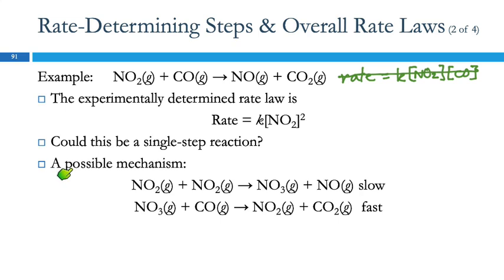So this is a possible mechanism. In the mechanism, each of these is an elementary step. Here, the first step is slow, and the second step is fast. The slow one is what determines the rate. Once it gets past this step, it just zooms off, right? It has to get through this first. What's the predicted rate law for that slow step?